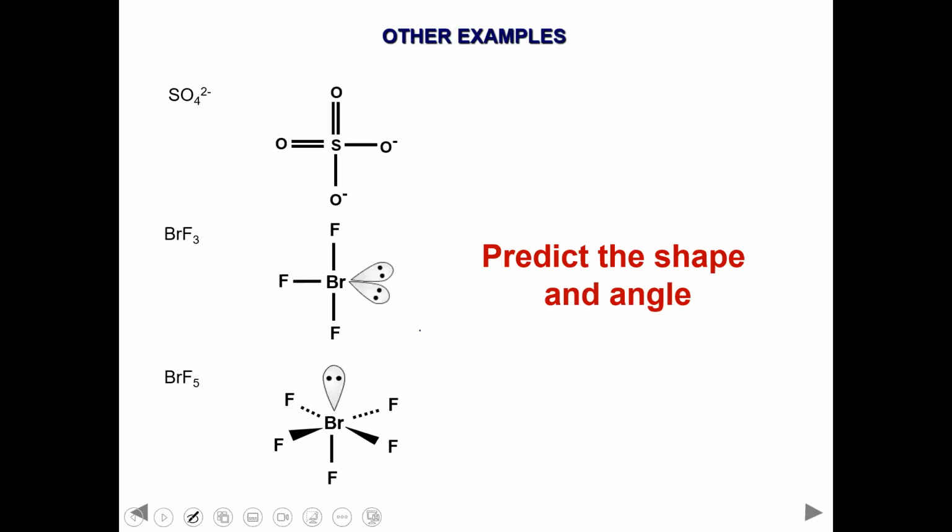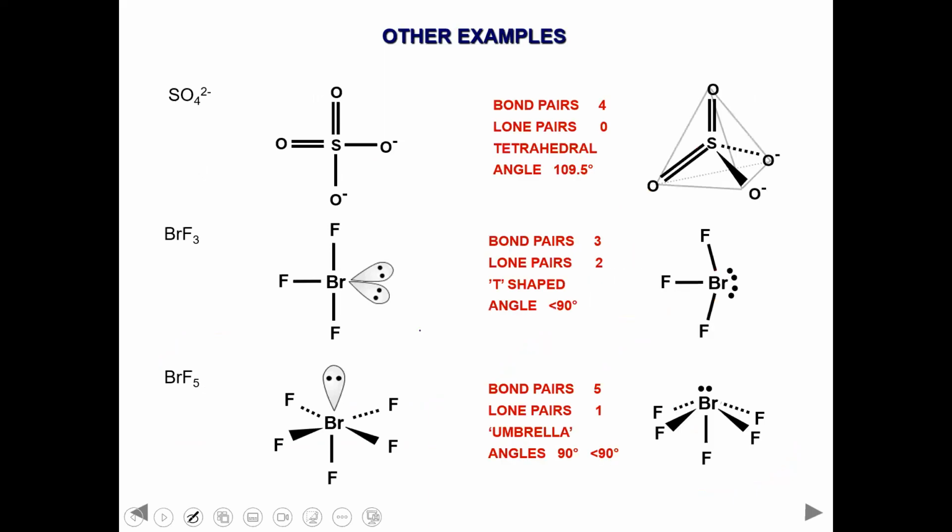Other examples, now you can see SO4 2 minus and BrF3. Again, the main problem is the presence of lone pair. I want you to pay attention at this. Can you see how many lone pairs are there? Or which one? BrF3? Yes. 3. Sorry, 2. Nicely. Look at these two. Are they occupying extra space? Yes, I think so. So lone pairs are more repulsive.